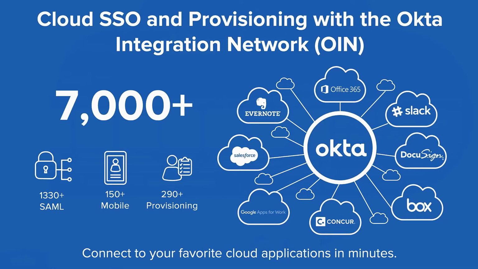As far as cloud SSO and provisioning is concerned, you'll want to begin with the Okta Integration Network, or the OIN as we call it. Currently, there are over 7,000 integrations there, and we refer to it as the Okta Integration Network as opposed to the Okta Application Network because we don't just have applications there. We also have the ability to secure infrastructure components such as AWS as well as APIs in the Okta Integration Network as well.